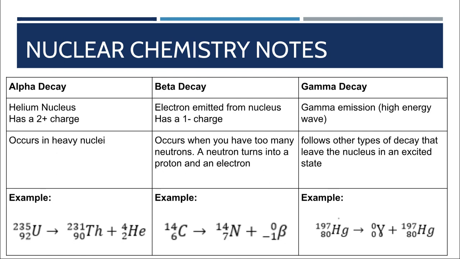Beta decay is a little different. Beta decay doesn't necessarily happen with just your big atoms. This can happen with small ones too. This is when you have too many neutrons within a proton-neutron ratio. If we remember, a neutron is neutral, but I want you to think of a neutron as having a positive part and a negative part that cancel each other out to make it neutral. What's going to happen is that one of those neutrons is going to break down.